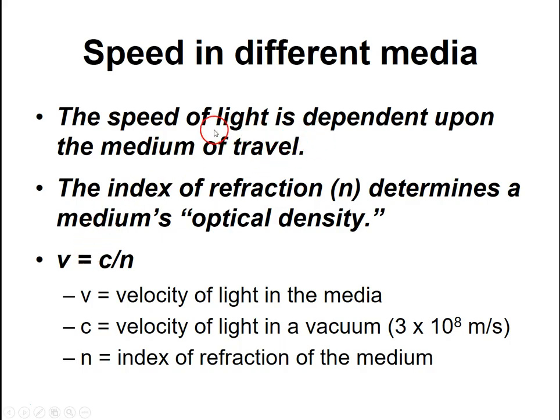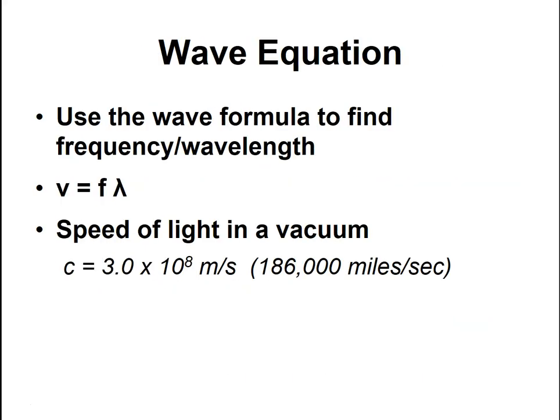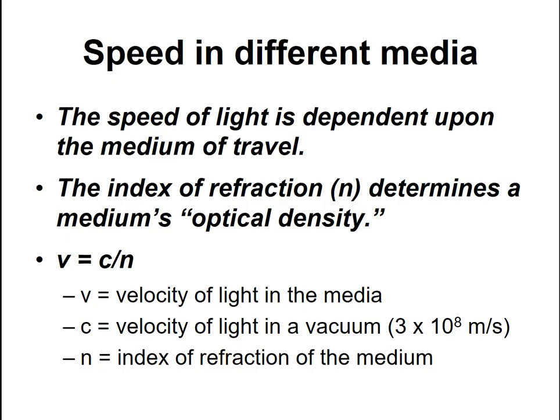Whatever medium we travel in, the speed is going to change. If you notice from the last slide, light does travel in a vacuum, unlike sound. Light can travel in a vacuum, empty space. However, when it travels in different mediums, it's going to slow down. And so one of the symbols we use to help us with this is called the index of refraction. You can think of this as like the optical density of a material.